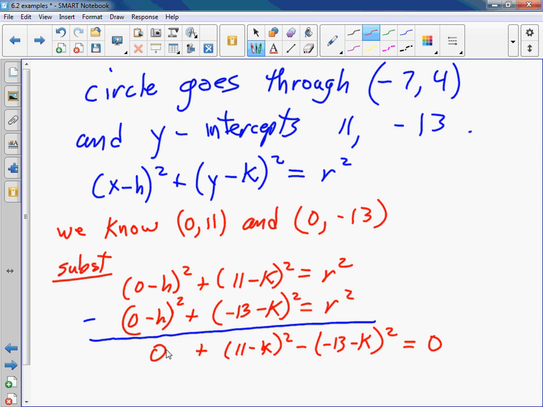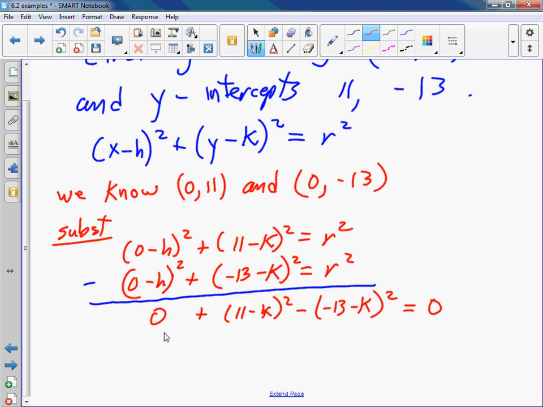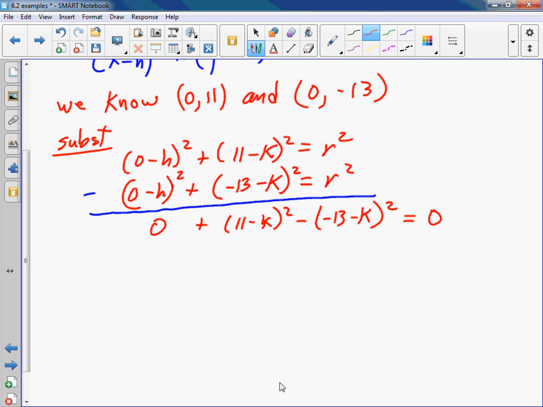Okay, why is 0 really good right here? Think about it. Right, I eliminated one variable, and that's a good thing. And you do know. Confidence. Posture. That's what you need in math. Forget brains. Confidence, posture, and hard work. That's all you need. Okay, here we go. So we eliminated the h variable, and that's a good thing.